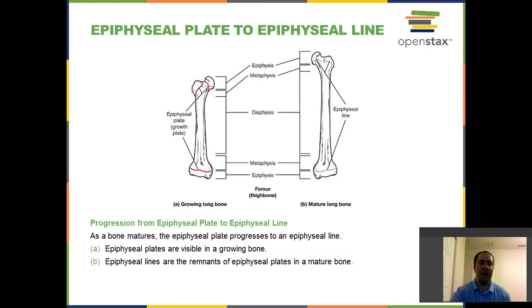This is just showing that they change from an epiphyseal plate to an epiphyseal line. There's nothing new here, but they show you where these are. And so you can see that they exist even in the adult. You can see them. They're visible. It's just that nothing is happening there.